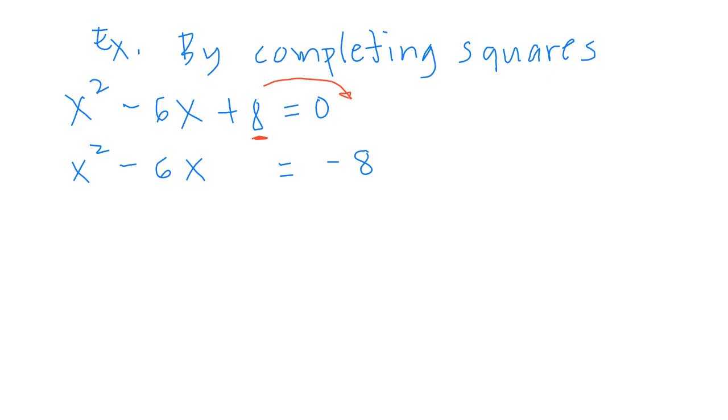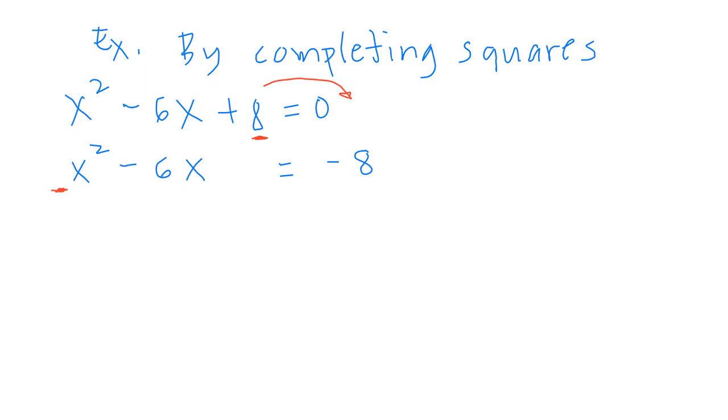The rule said that a should be a 1, or a is 1. So a is over here, that's a 1. If it's not a 1, you have to divide all the terms in the equation by that number, whatever the number is. So it becomes 1. So right now it's a 1.